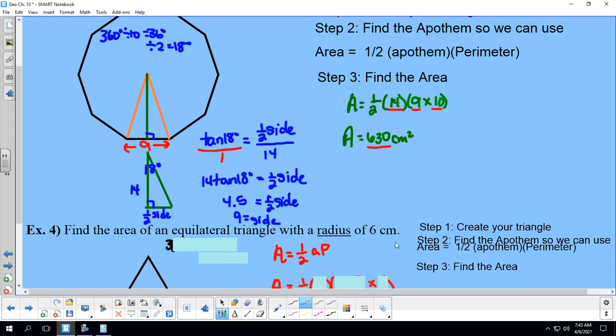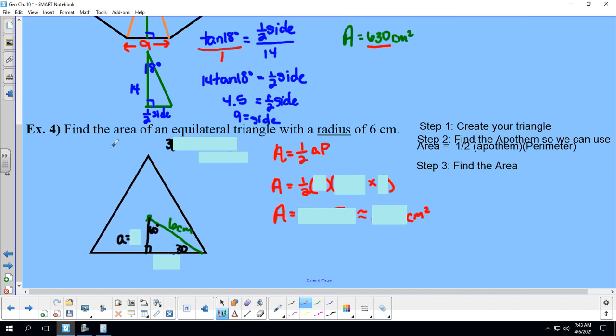One more example, this little equilateral triangle for you. Find the area of an equilateral triangle with a radius of 6 centimeters. Again, create your triangle. So when we go to create our triangle, we throw down the radius. It goes from the center here to the corner, and we know that's 6 centimeters. And watch what happens. We know this already because we're very familiar with the equilateral triangle. Watch what happens when we go, okay, find the central angle.